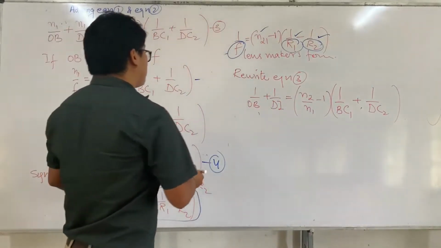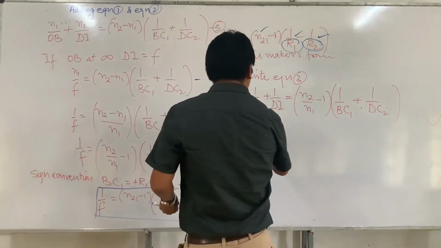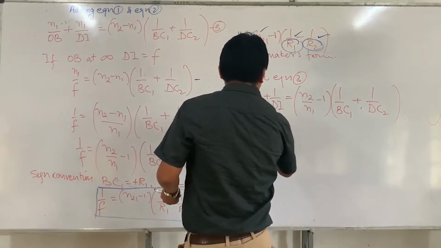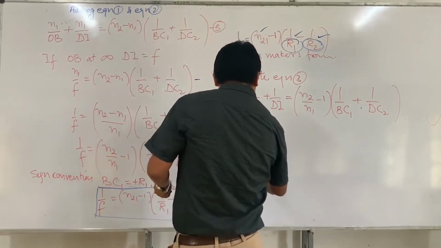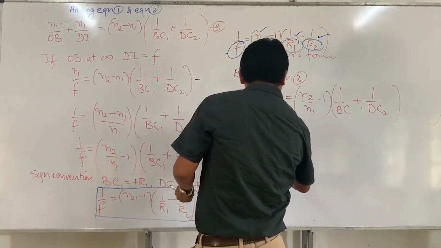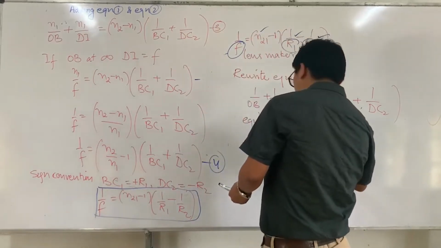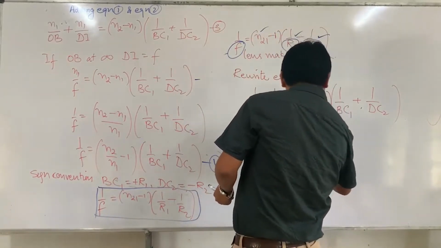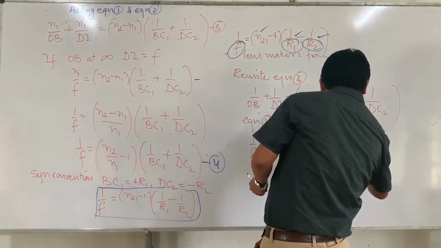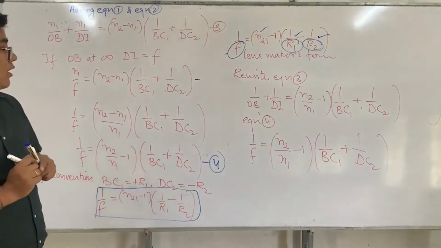And then equation number 4. What is equation number 4? 1 by F is equal to N2 divided by N1, then 1 by BC1 plus 1 by GC2. This is equation number 4.